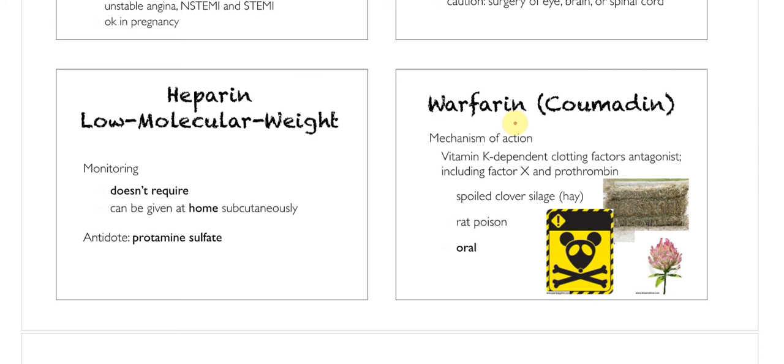Warfarin is a very common medication to give to patients. This is our vitamin K-dependent clotting factor antagonist. It specifically is going to be inhibiting factor 10 and prothrombin. This is also something that we can find in spoiled clover silage, and in rat poison to help promote bleeding and kill a rat, and we can give this orally.